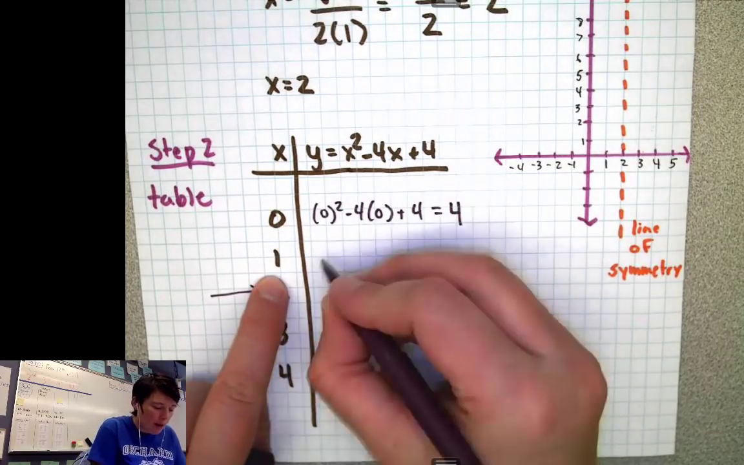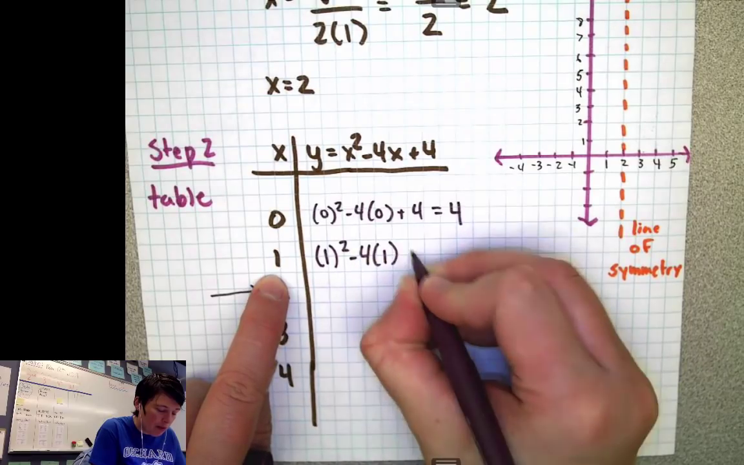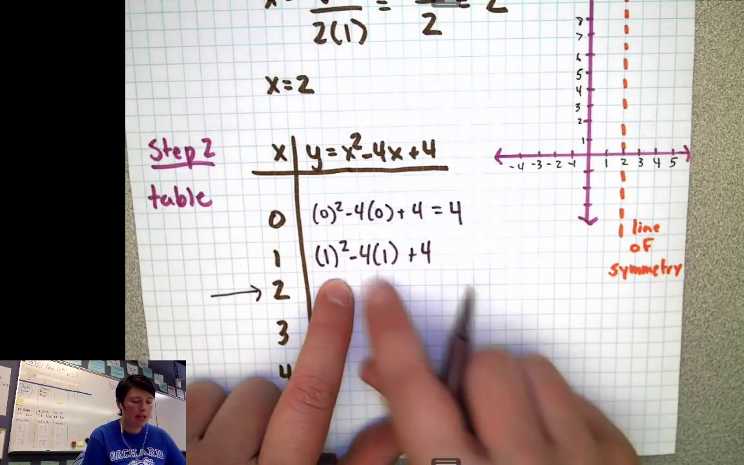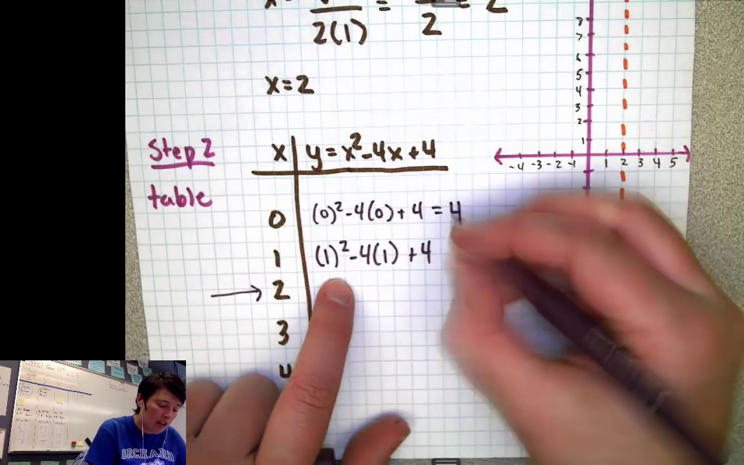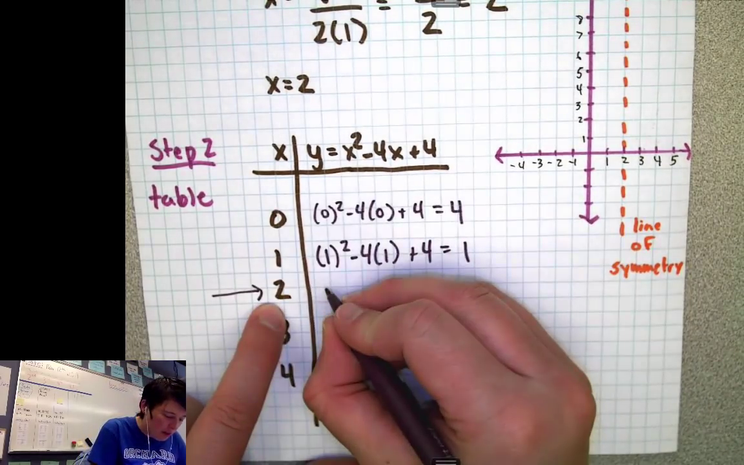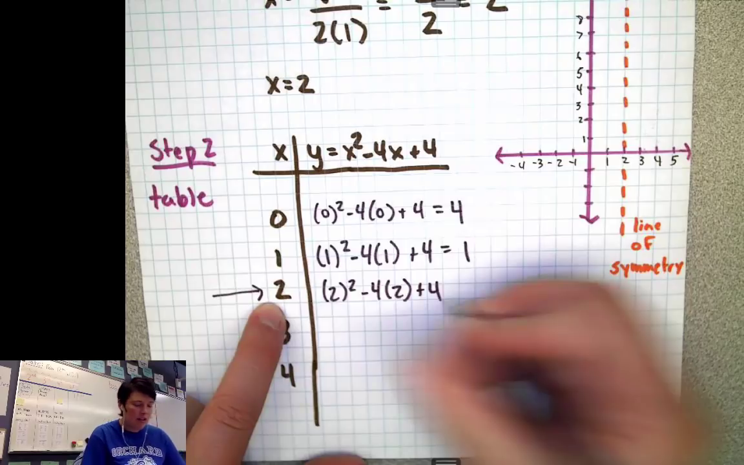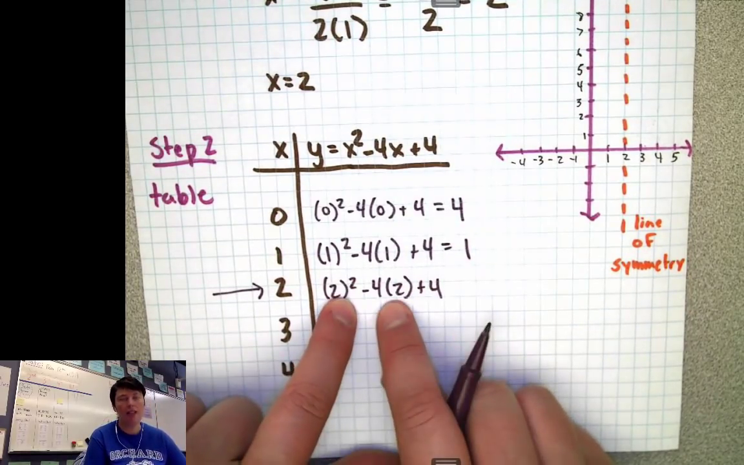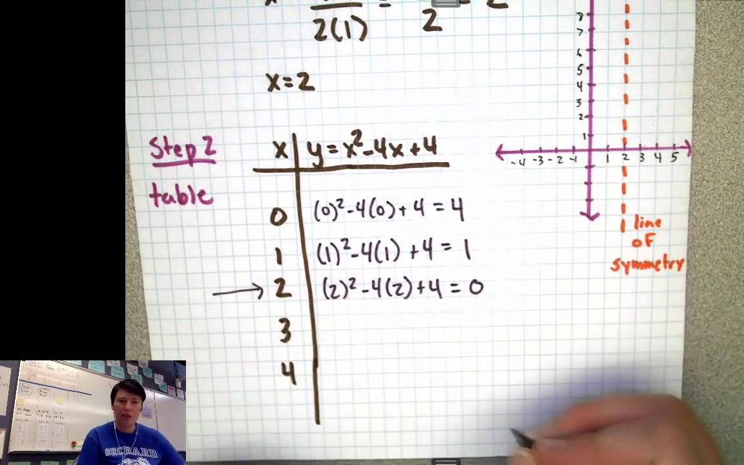The second point is going to happen at 1, so we're going to have 1 squared minus 4 times 1 plus 4. Let's see, 1 times 1 is 1. Minus 4 times 1, so minus 4 would be -3 plus 4. -3 plus 4 is 1. Okay, let's do the 2. So it'd be 2 squared minus 4 times 2 plus 4. 2 squared is 4. 4 times 2 is 8. So we have 4 take away 8. That's a -4. Plus 4 is 0. Did you follow me on that?